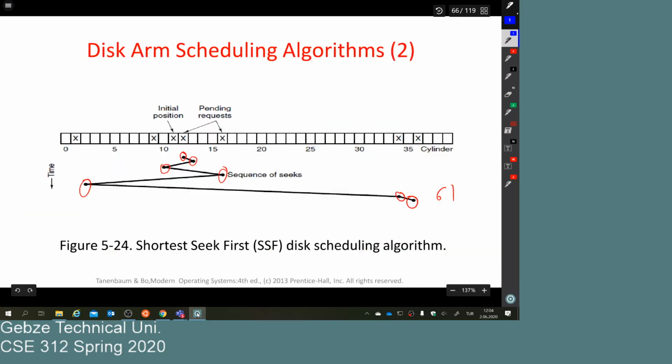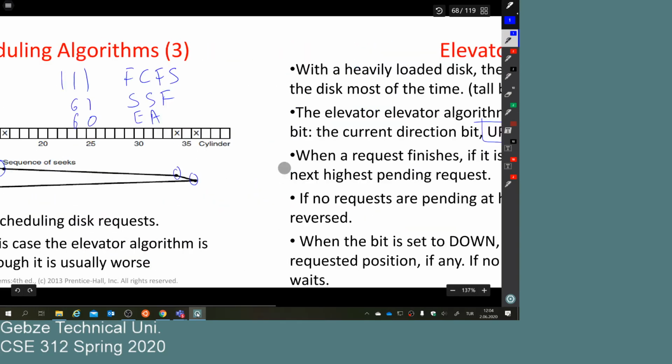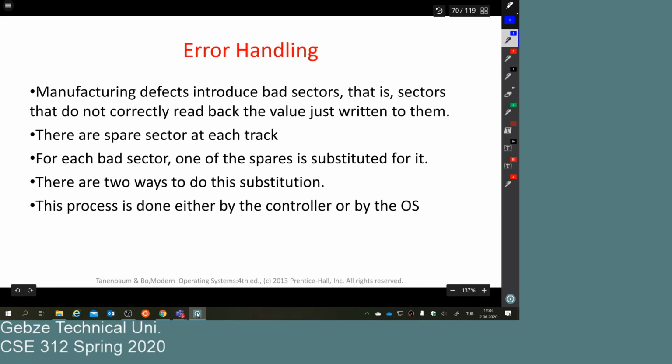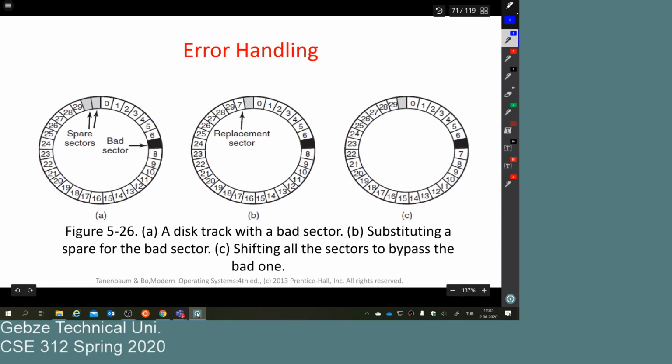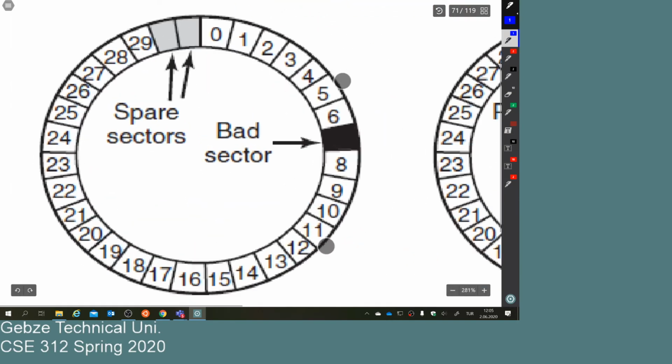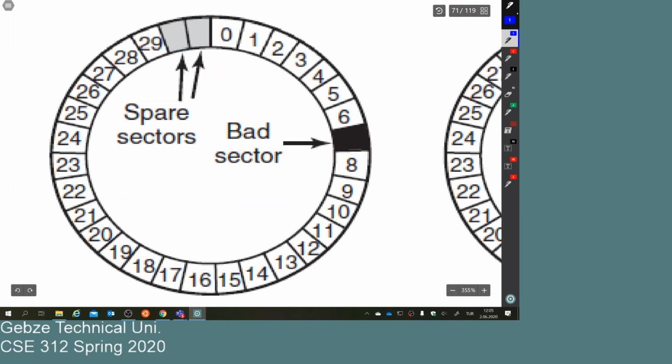Okay, we looked at the disk arm scheduling algorithms, and for the error handling, remember we said that it is the task of the IO software to do the error handling. It has to be transparent to the user. Let's look at this error handling of the bad sectors. Let's say that I have a bad sector at number 7 on a single track.